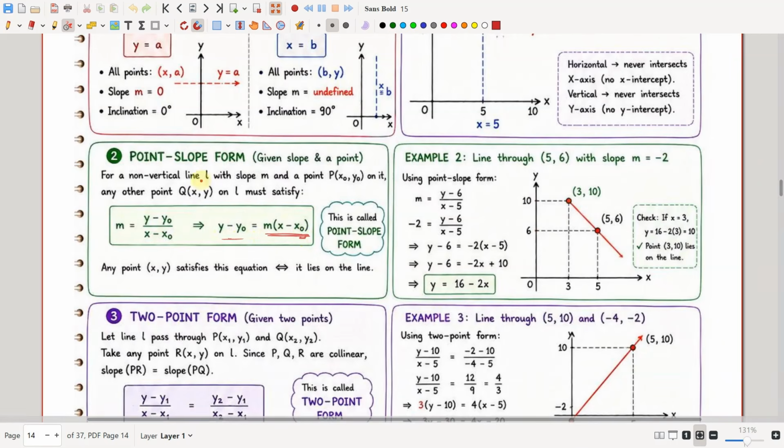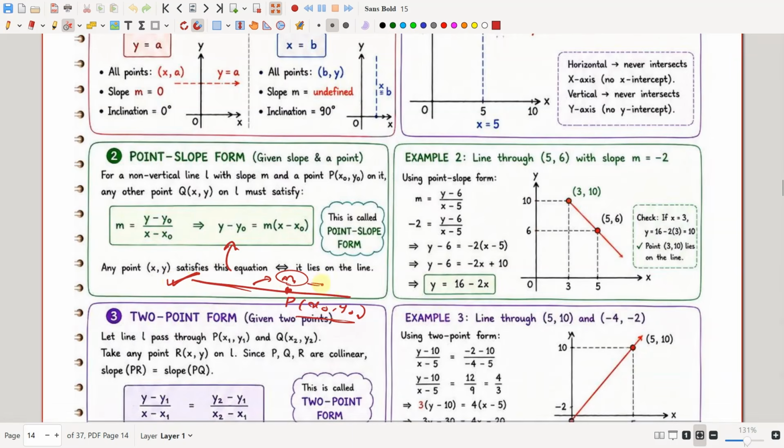So we are given some line L with slope m and a point P of x naught comma y naught on it. Any other point Q of x comma y on L must satisfy this. You are given a line with slope m and a given point P, x naught comma y naught. We are asked to find the equation of this line. We have the point and we have the slope, so we can use the point slope formula: y minus y naught is equal to m into x minus x naught.